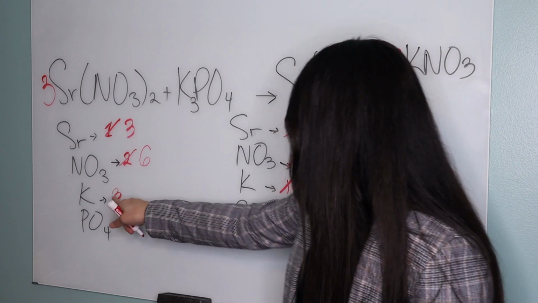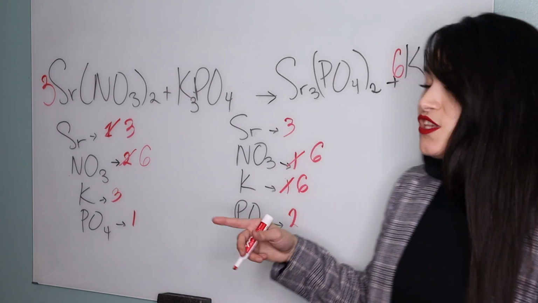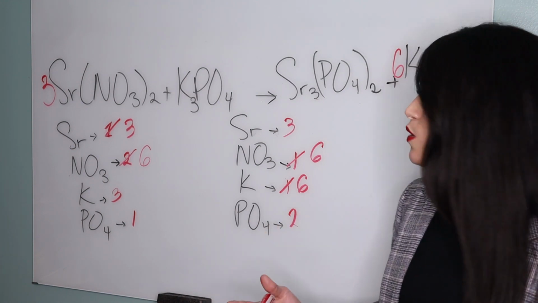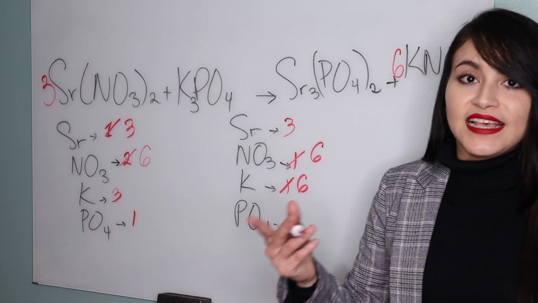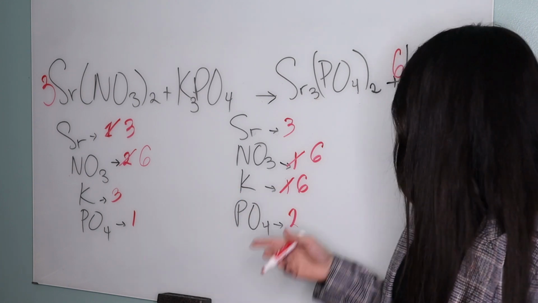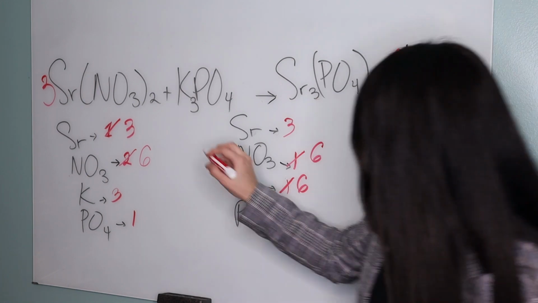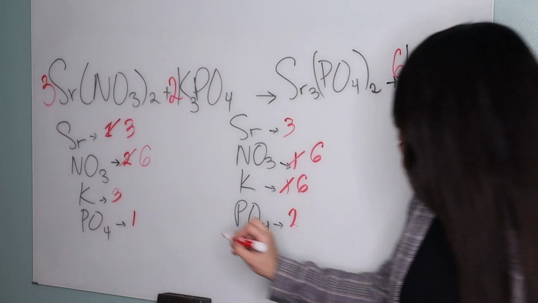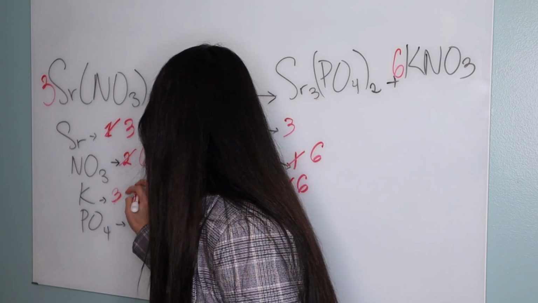So now we have 3 versus 6. So you ask yourself, 3 times what is going to equal 6? And the answer is 2. 3 times 2 equals 6. So now I'm going to place 2 here. This is 6.